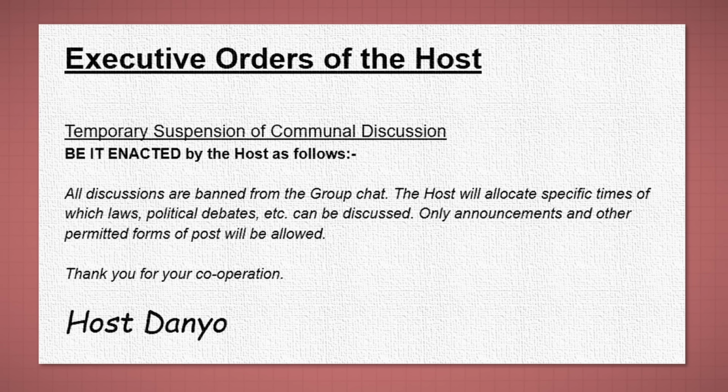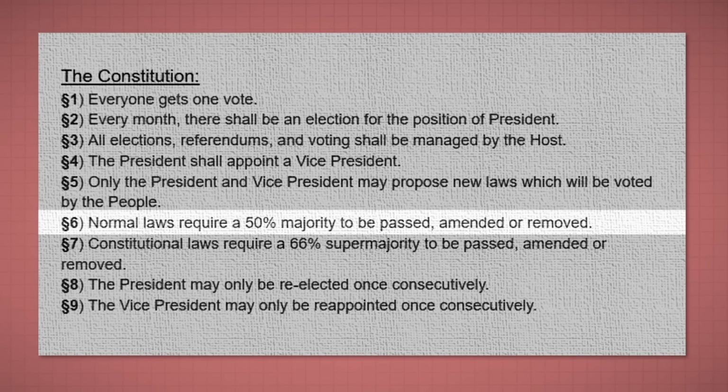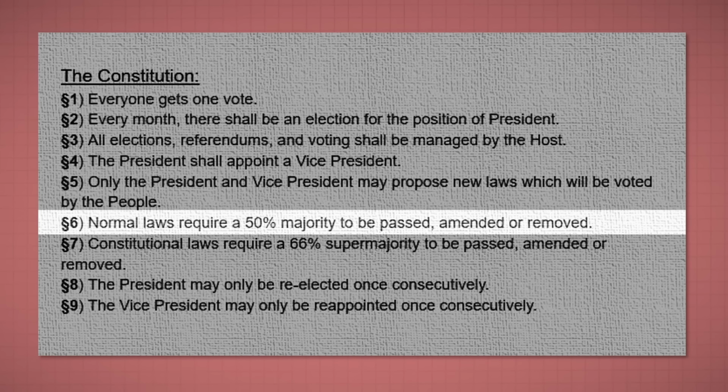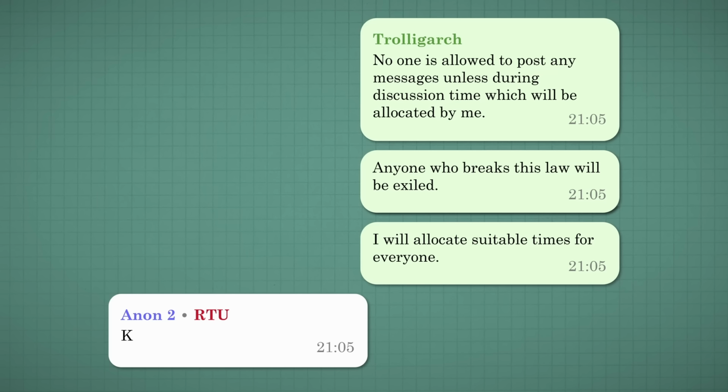For the keen-eyed among you, you may have noticed a giant question surrounding these two orders, namely, where did my authority to pass these orders come from? On the surface, these orders seemed like a clear violation of Section 6 of the Constitution. Normal laws require a 50% majority to be passed, amended, or removed. Neither of the orders were voted on in the first place, and so neither met the requirements under Section 6. If there were any quibbles about whether these were laws in the first place, my messages calling them as such would have probably diffused those objections.